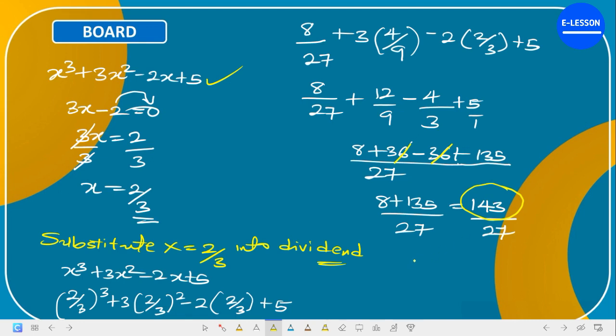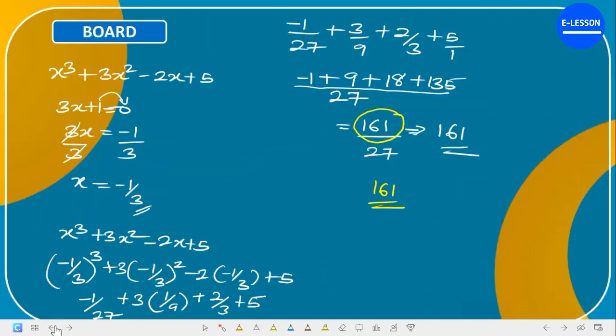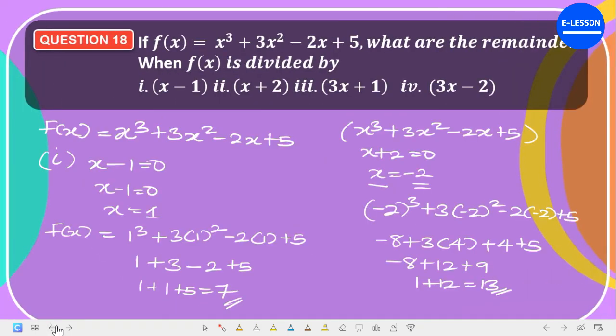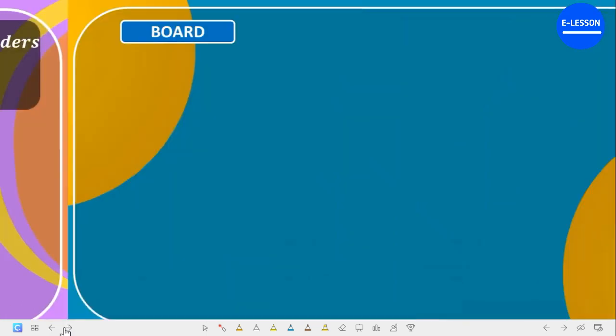So what is in the numerator in this case now is what? 143. So the remainder is 143. Okay. You understand? Are we getting it now? So that is how to go about determining the remainder when the dividend is given using the remainder theorem.